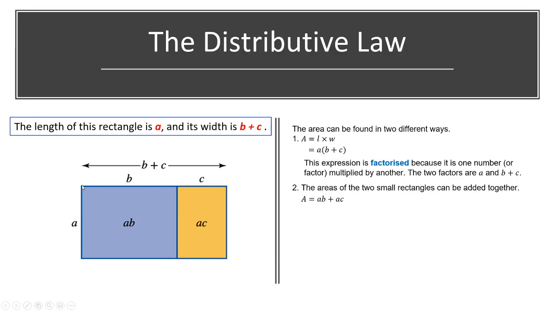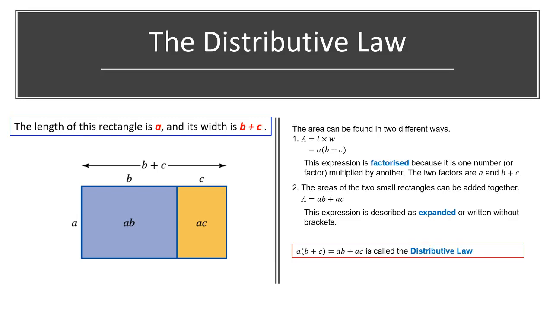The other way is we can do the area for each of these rectangles, which is AB here and AC, because length times width, AB, length times width, AC. And we can add it up like this. This form here is called the expanded form because it's written without brackets.